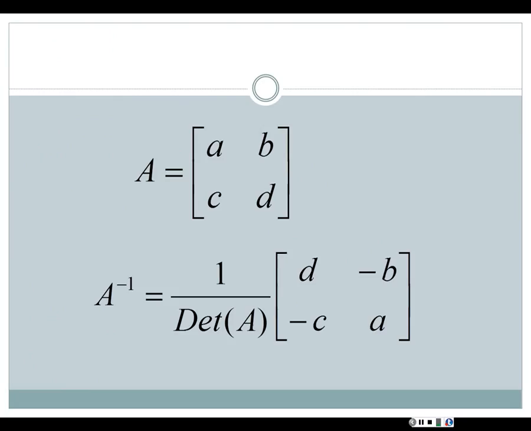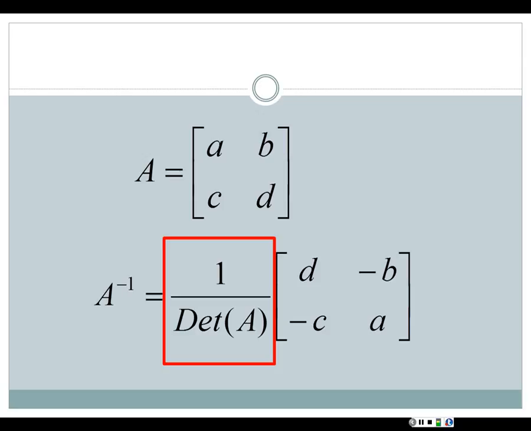This is a formula for finding the inverse matrix of a 2 by 2 matrix. To find the inverse of matrix A, you first need to know the determinant of matrix A, and now you should know how to compute the determinant for a 2 by 2 matrix. And then the second part of this inverse matrix is another 2 by 2 matrix.